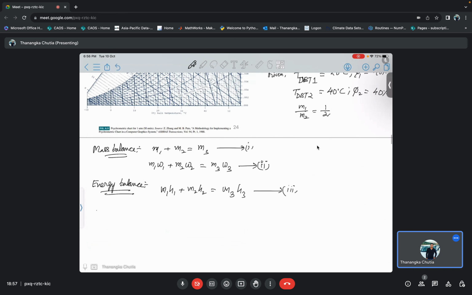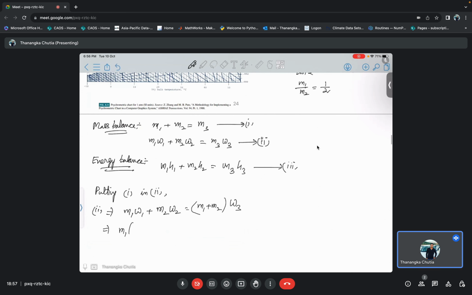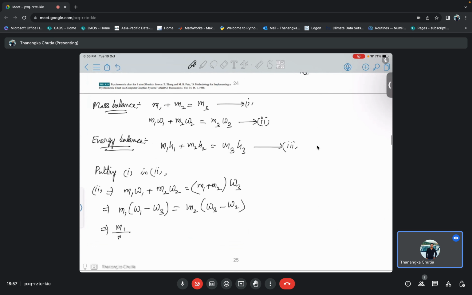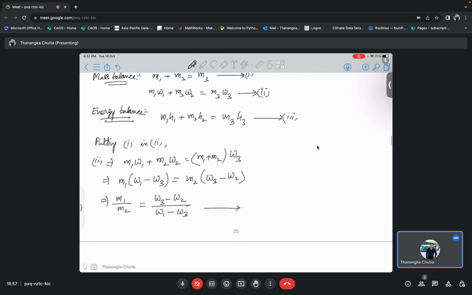Now putting 1 in 2, equation 2 implies m1 w1 plus m2 w2 will be equal to m1 plus m2 times w3. So this will be m1 into w1 minus w3 equal to m2 into w3 minus w2. So from here m1 by m2 will be equal to w3 minus w2 divided by w1 minus w3. Okay, this is equation number 4.